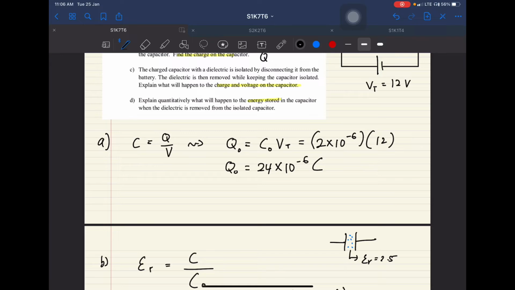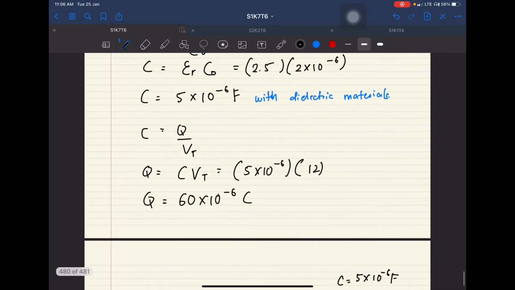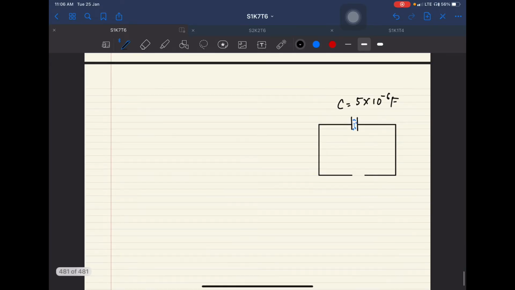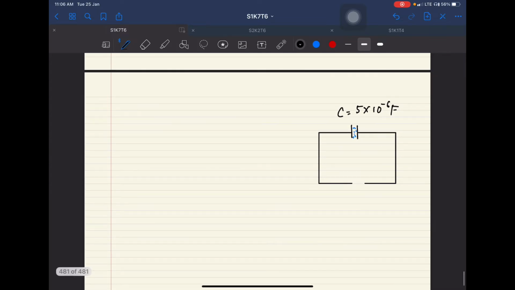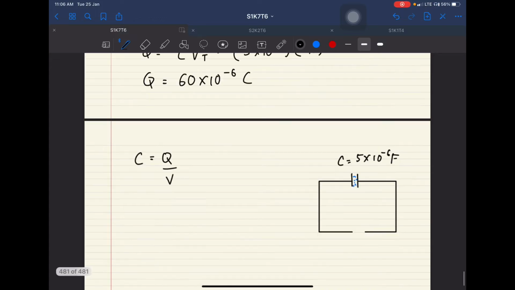Explain what will happen to the charge and voltage. Once it is fully charged, the charge will remain constant. For example, I can calculate. Just before the dry cell is removed, initially C equals Q over V, right? The charge here, we already calculated this.